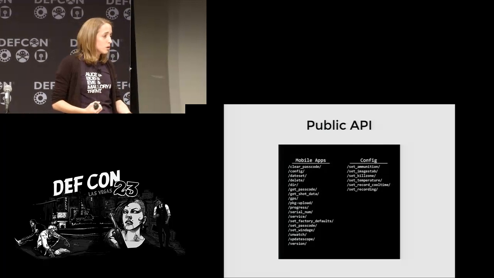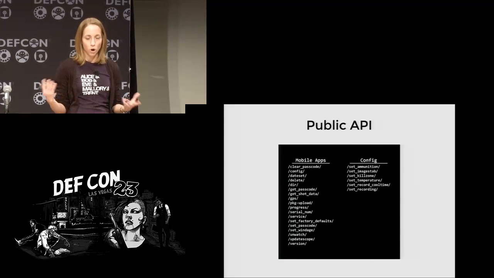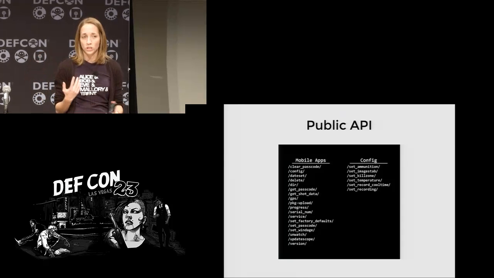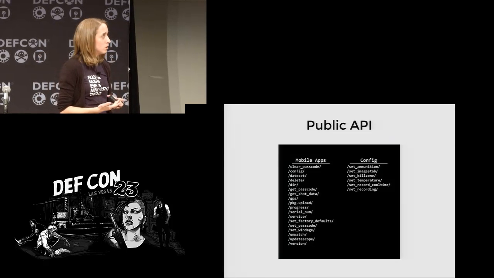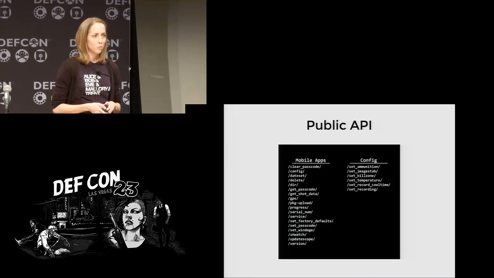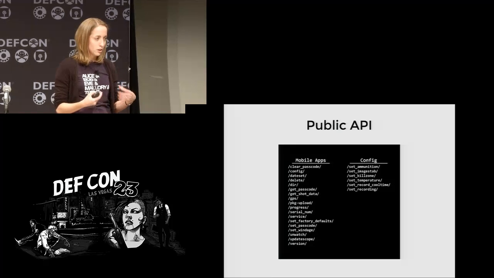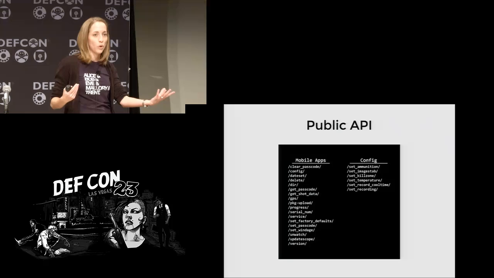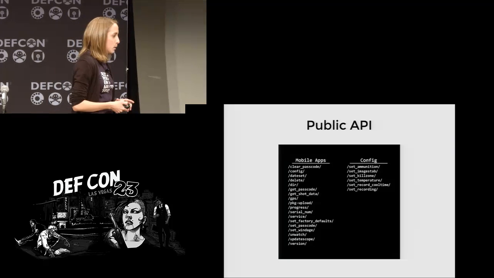When we then took a closer look at the mobile apps, we found this public API. That's all the options that you have available to you within the mobile app, where you can set wind, you can set temperature, you can set factory defaults, and a couple of other things. But it seemed fairly locked down. It also seemed like the app was validating the input that we were trying to give it. So you can't set a crazy value for wind, for example.